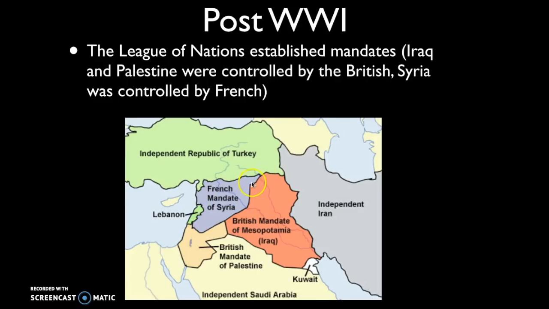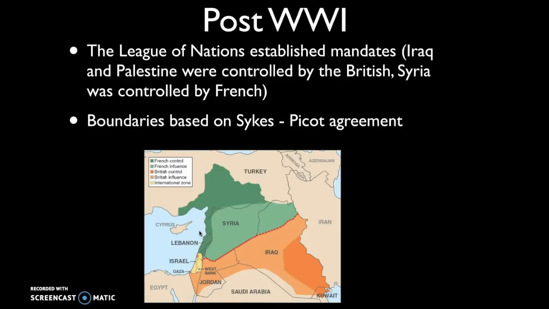And again, it's Sykes-Picot who are drawing these boundary lines. So the boundaries are based on the Sykes-Picot Agreement, which was this agreement set forth by the British and the French in order to divide up this region and assert claims to various parts of the Middle East.